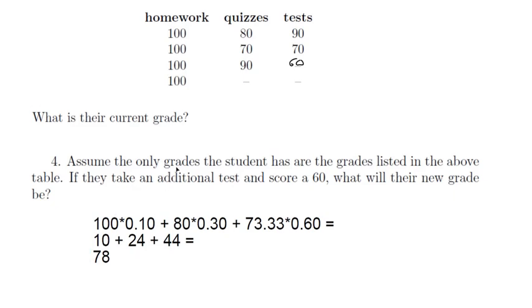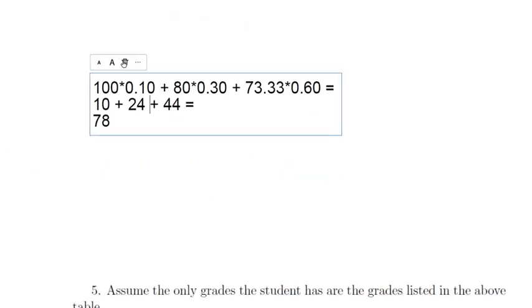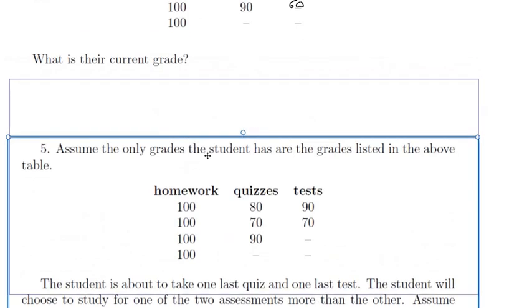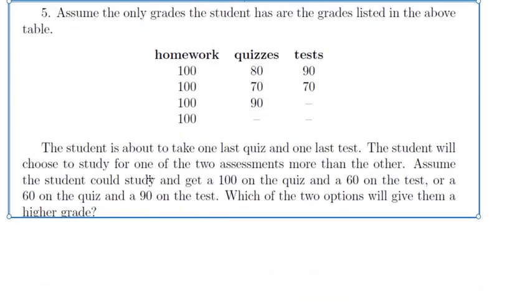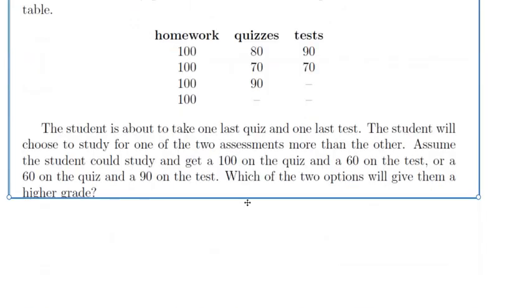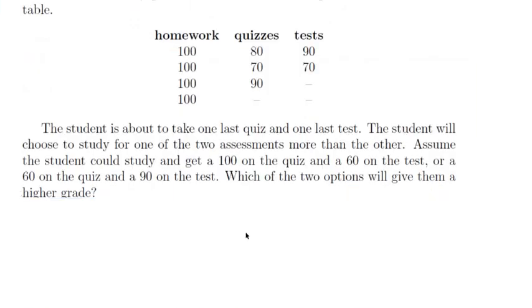And then last question. Okay, so we got this table, same table. It looks like the same table. The student is about to take one last quiz and one last test. So they're gonna have to choose to study for one more than the other. So this is their estimate.